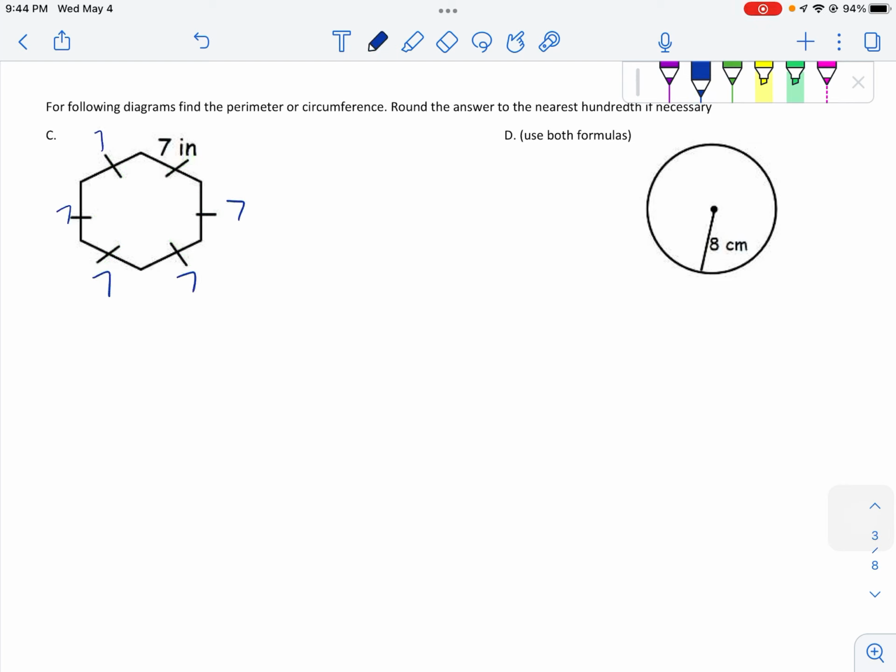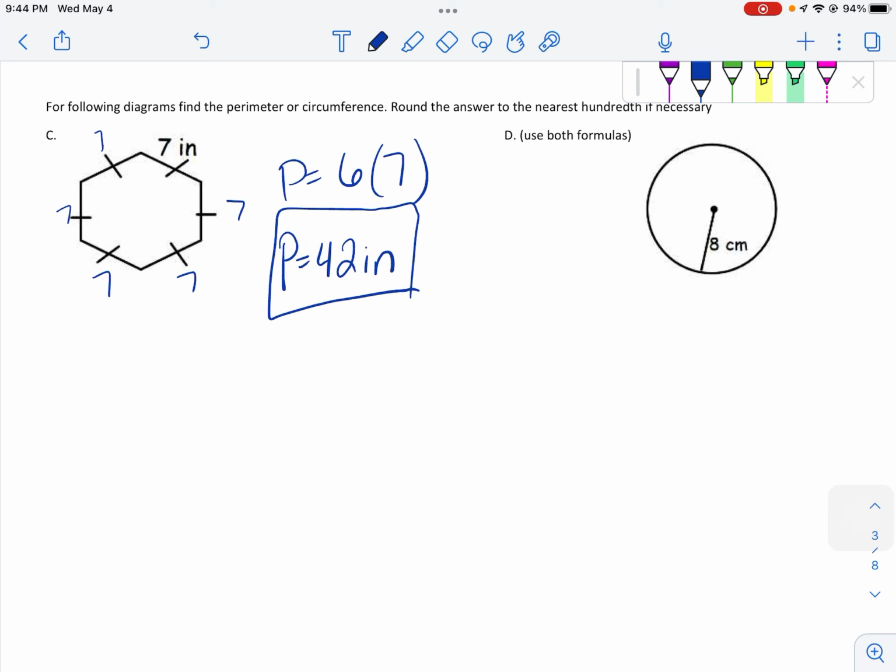To find the perimeter, I could take those 7s and add them all up, or I have 6 sides and each side is 7 inches. So 7 times 6, my perimeter would be 42 inches. I could also add up 7 six times and get the same answer. So perimeter is distance around, and I'm adding up all the total distance to find the perimeter.